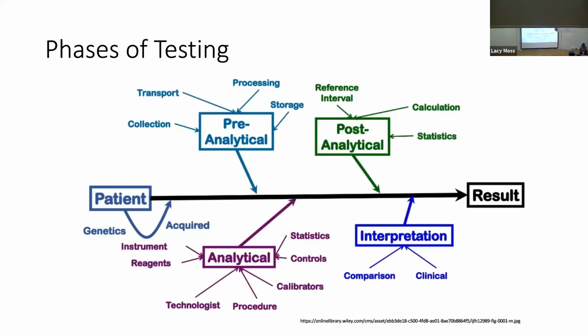All right, so there's different phases of testing. So we have the patient. We cannot control the patient. They are who they are. So they have their own diseases. They have their own genetics. And then you have the pre-analytical phase, where you are collecting their specimen, hopefully correctly. You are transporting it, processing it, and storing it.